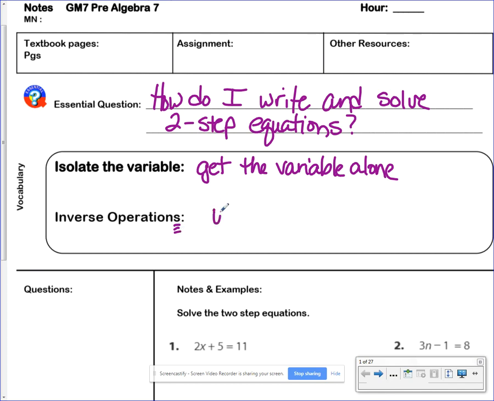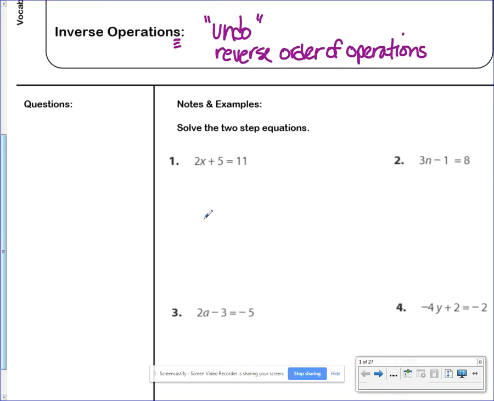And so not only are we going to undo, but we have to go in the reverse order of our operations. So a lot of times I'm going to have you talk about or think about what's happening to your variable. For example, look at number 1. Find the variable. There it is right there, x. You are multiplying it by 2 and then adding 5. So when we undo and we reverse, the first thing we need to do is undo that 5.